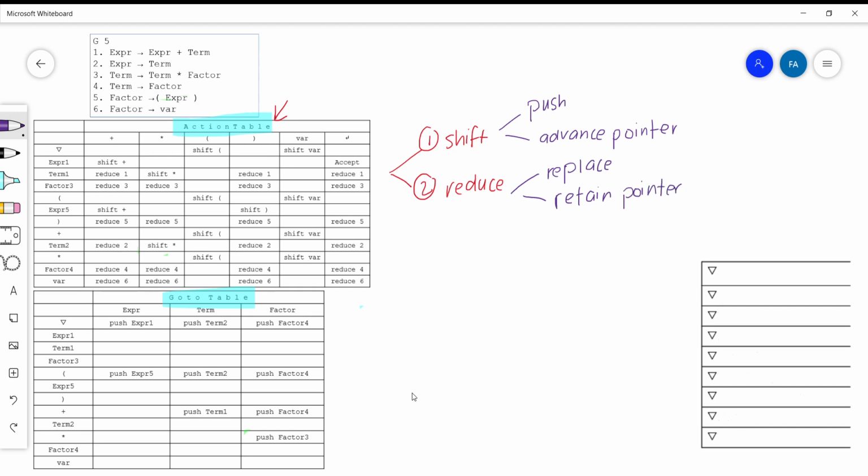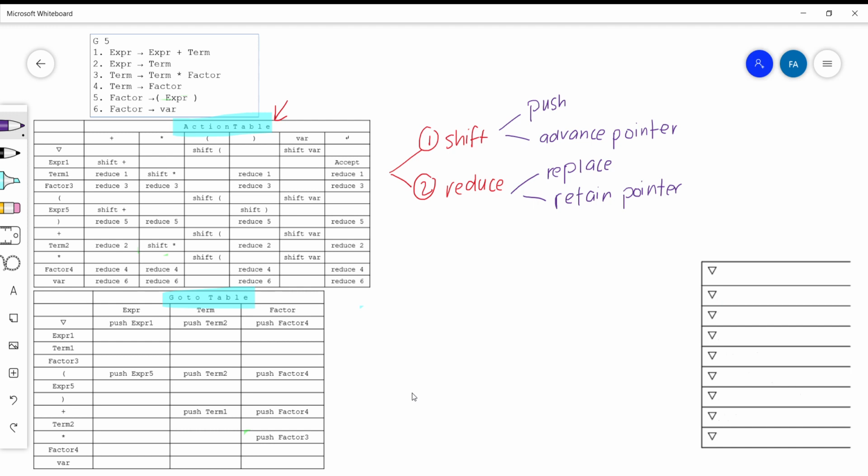So to repeat, if we do a shift operation, we do not need to refer to the goto table. We simply push the symbols that are stated inside the action table on top of our stack, and we advance to the next pointer. But if we need to do a reduce operation, we need to refer to the specified rule stated in the action table, and we do a replace operation by referring to the goto table.